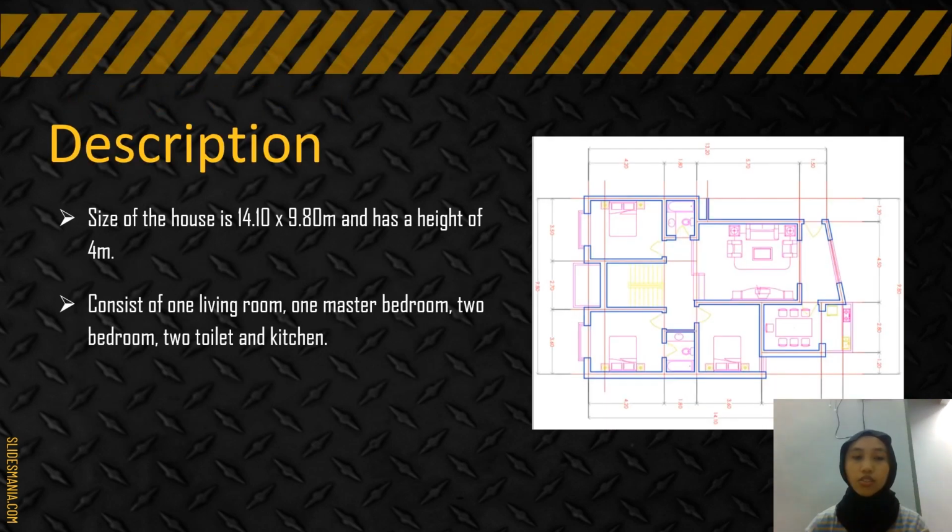A single-story house is chosen in this project, and the size of the house is 14.10 times 9.8 meter and has a height of 4 meter. It consists of one living room, one master bedroom, two bedrooms, two toilets and a kitchen.